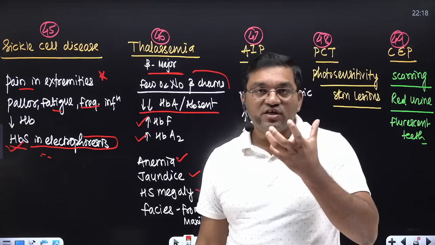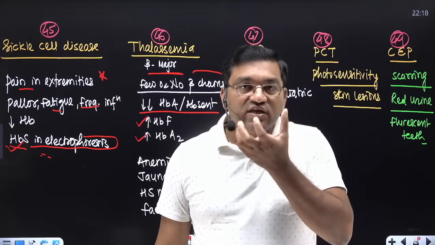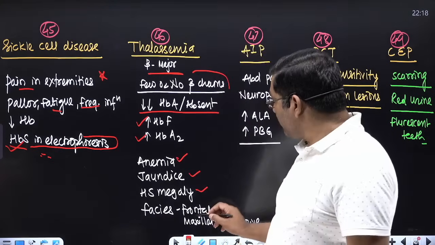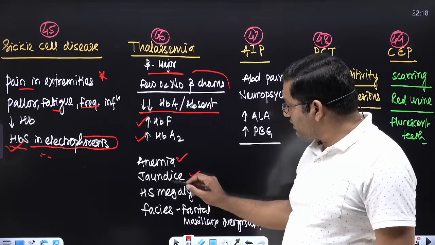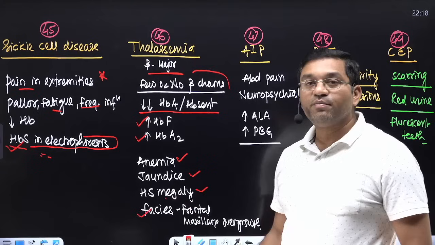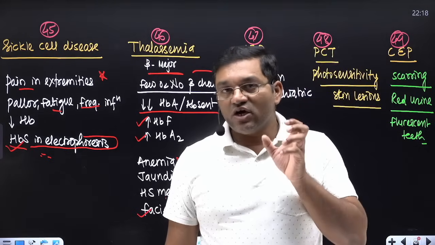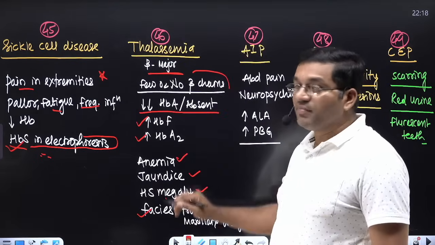There is a facial appearance, thalassemic facies, that is frontal bossing and maxillary overgrowth. This gives the thalassemic facies because of hematopoiesis in this bone. So there is hepatosplenomegaly, there is jaundice and the typical facial appearance, and X-ray will give a hair on end appearance of the skull. So this is thalassemia major.